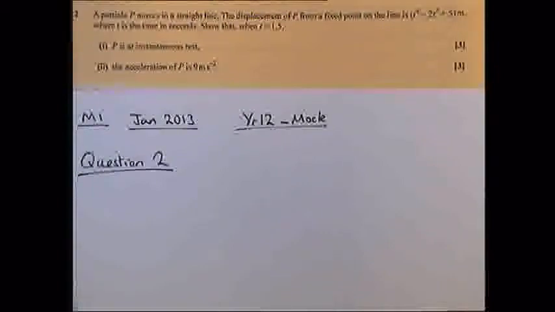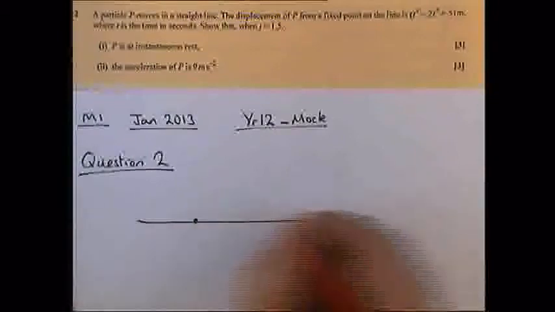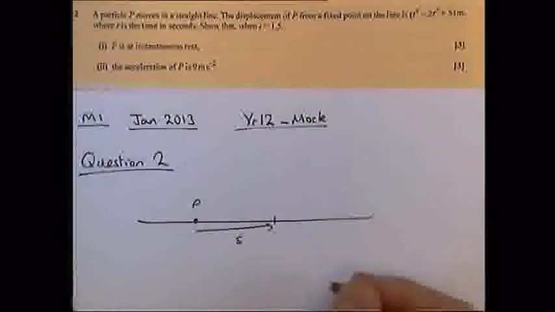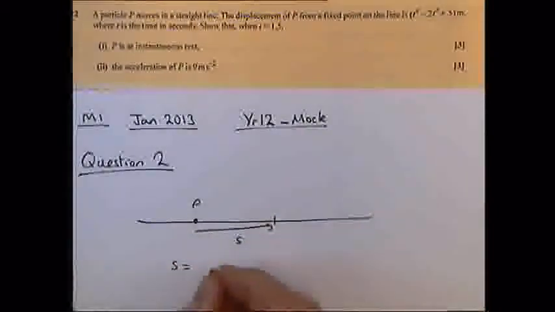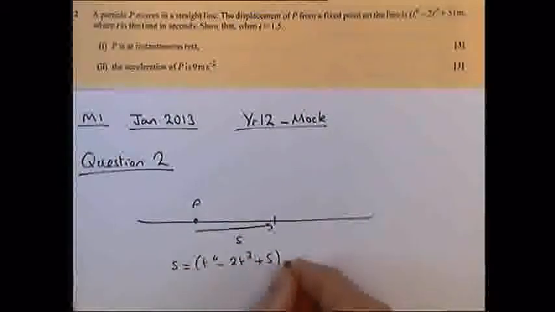Okay, so question 2. A particle P moves in a straight line. The displacement of P from a fixed point on the line in meters is given by that formula there, where t is in seconds. Show that when t equals 1.5, P is instantaneously at rest. So what we've got here then is an object on a line P, and s is defined where s is displacement, t to the 4 minus 2t cubed plus 5, and that's given in meters.